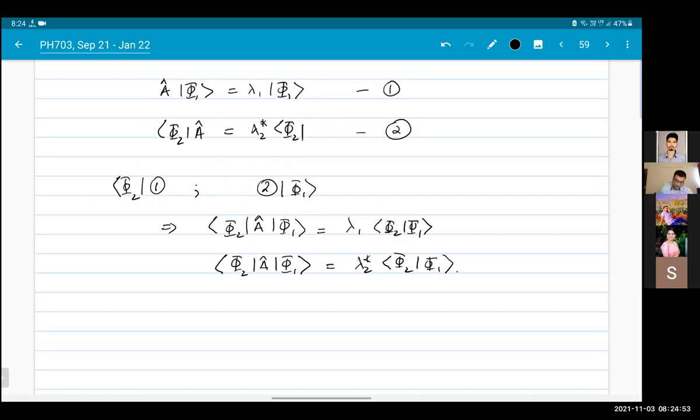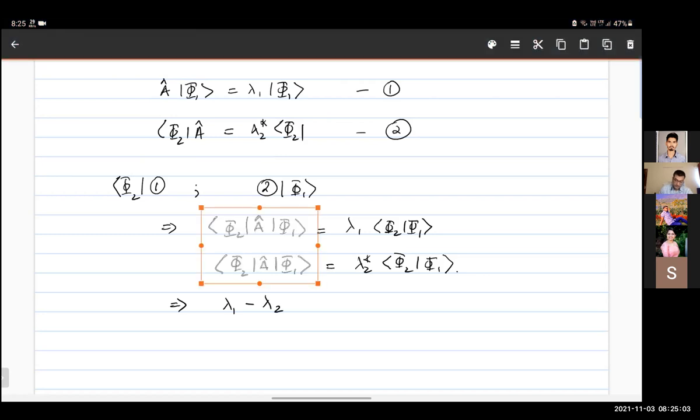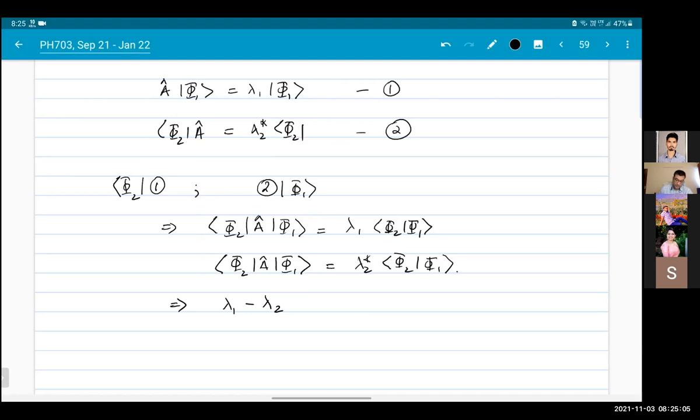Now we can subtract both sides. If you subtract both sides of this expression, what do we get? The left hand side of the equation is the same, so we'll get 0. On the right hand side, we'll get lambda 1 minus lambda 2 star times phi 2 phi 1 is equal to 0. Okay.